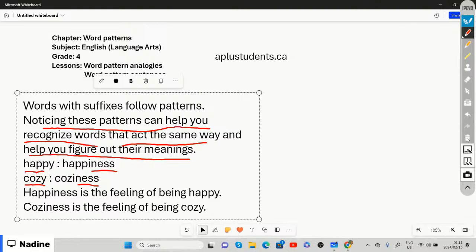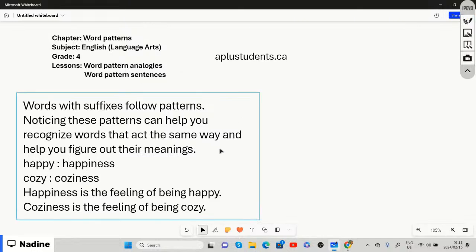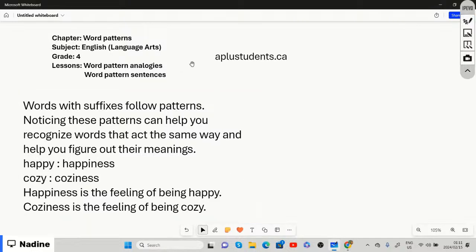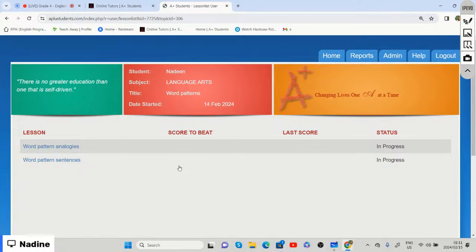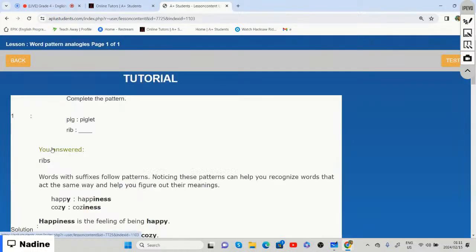And we are doing our tutorial lesson on aplusstudents.ca, right? All right, let's go to aplusstudents.ca. And we see the chapter is word patterns. So we're going to the first lesson, which is word pattern analogies.